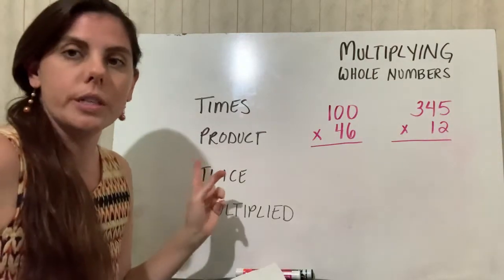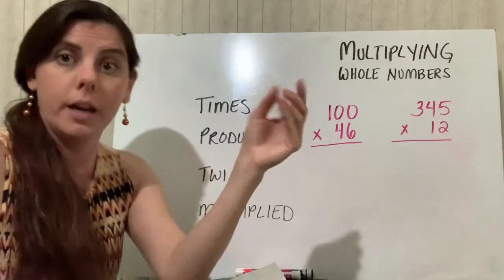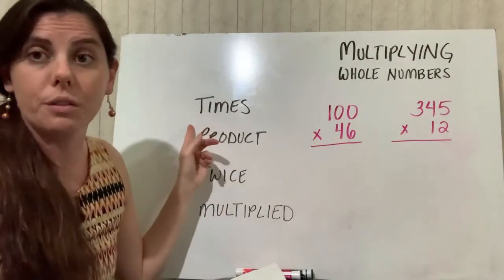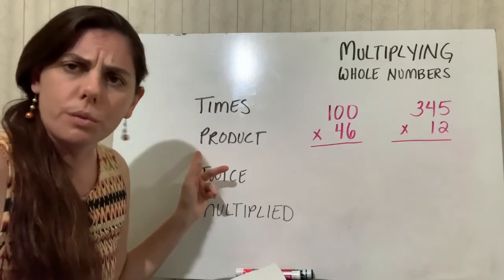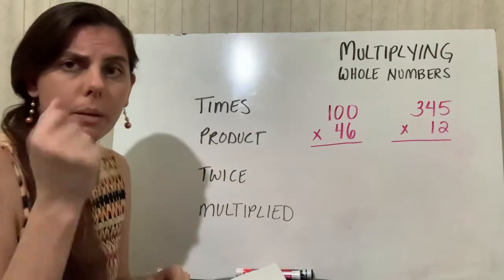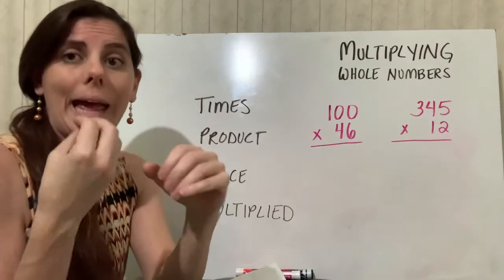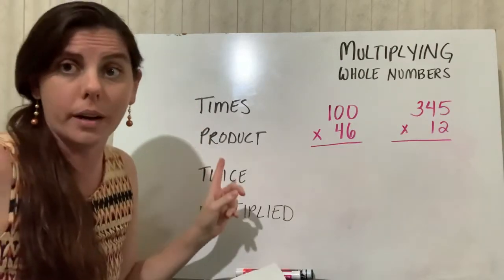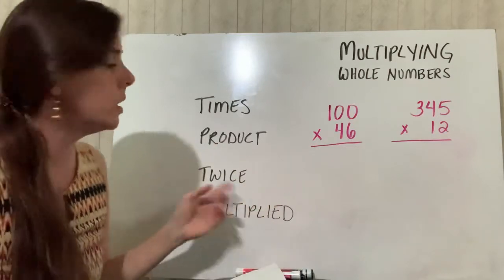So some of the words that you're going to hear that should automatically make you think of multiplication are times, so 3 times 9. What's the product of 3 and 9? So product automatically means multiplication. So when you multiply two numbers, the answer is always called the product, okay? Or the result. Sometimes you might hear the word result.